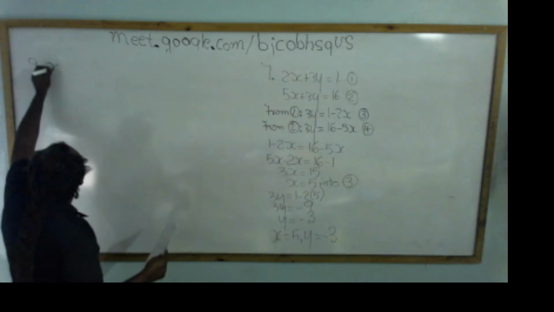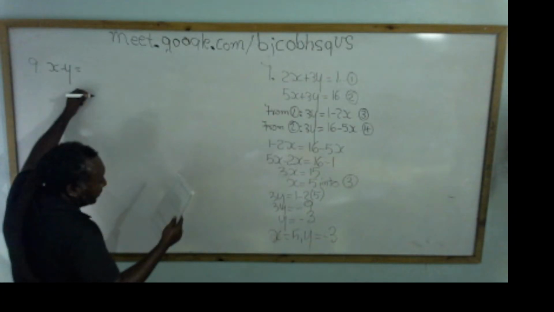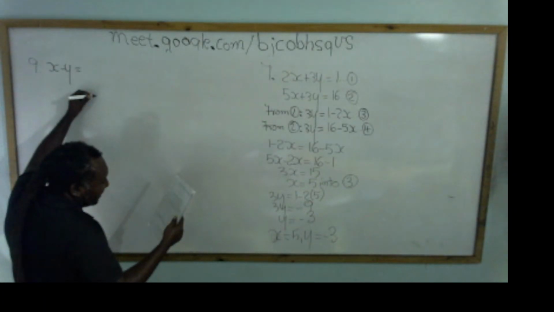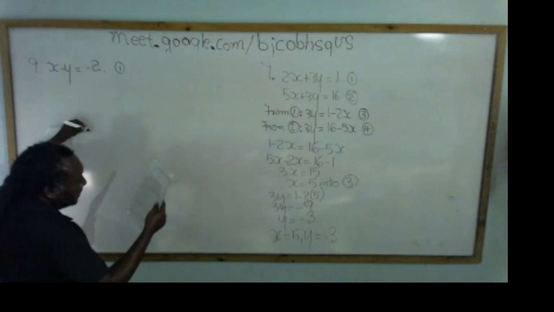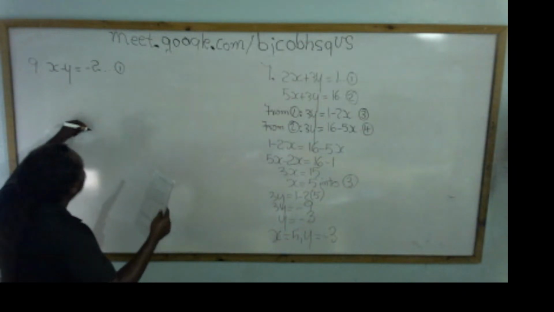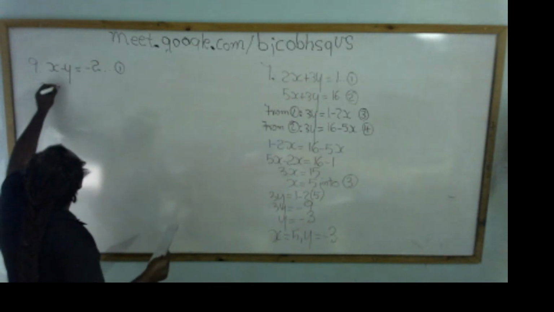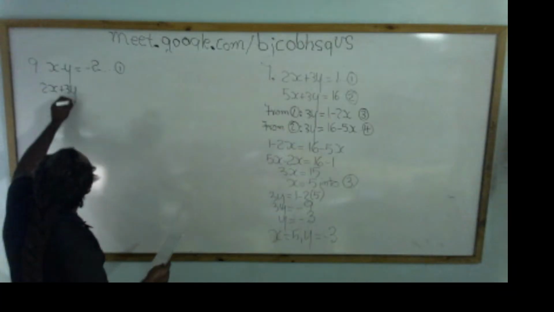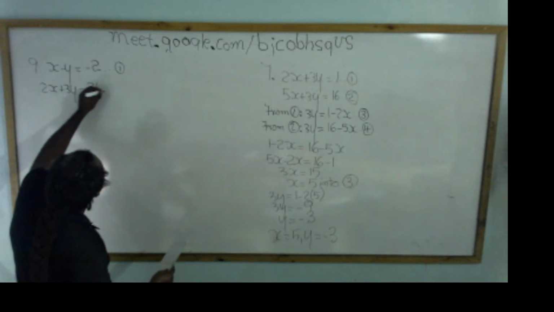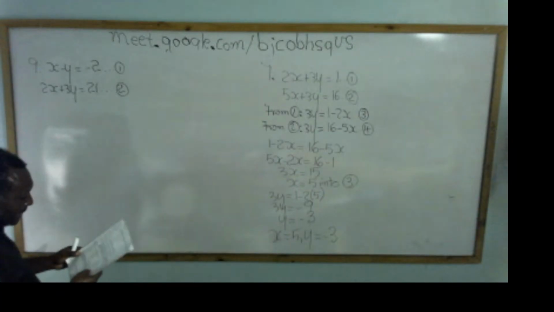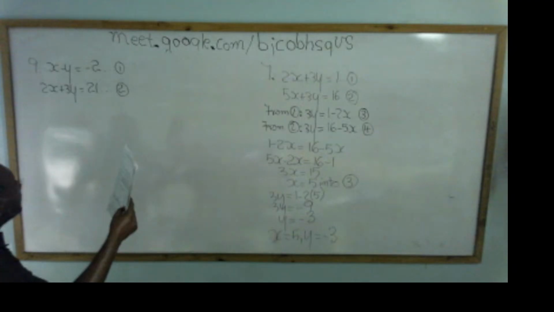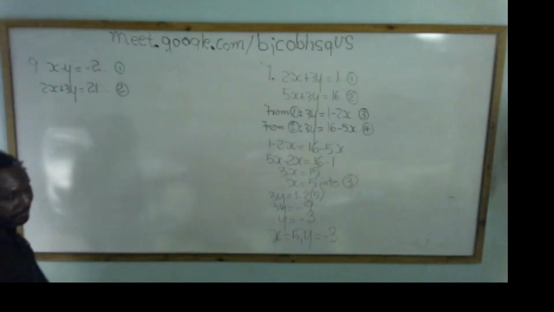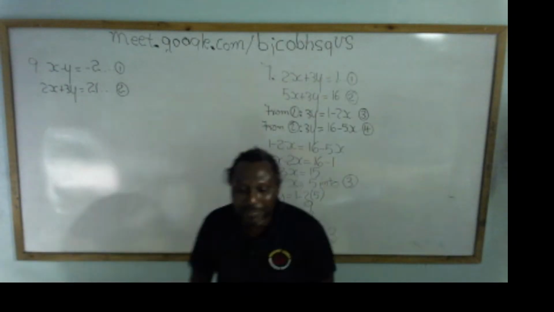x minus y is equal to -2. That is equation 1. And 2x plus 3y is equal to 21. I hope it's 21. Let me look at it again, because I'm not making any mistake. x minus y is equal to -2. 2x plus 3y is equal to 21. Right. I hope that I have your attention.